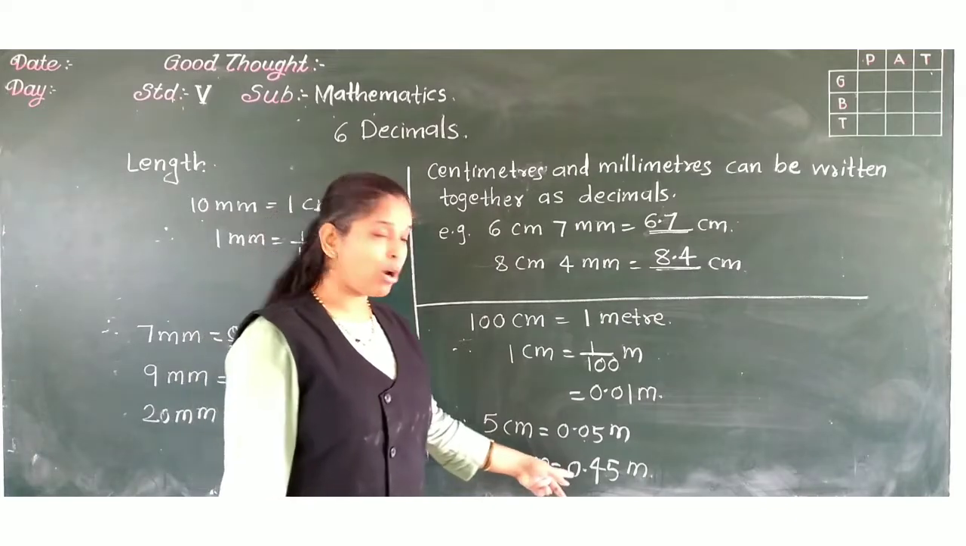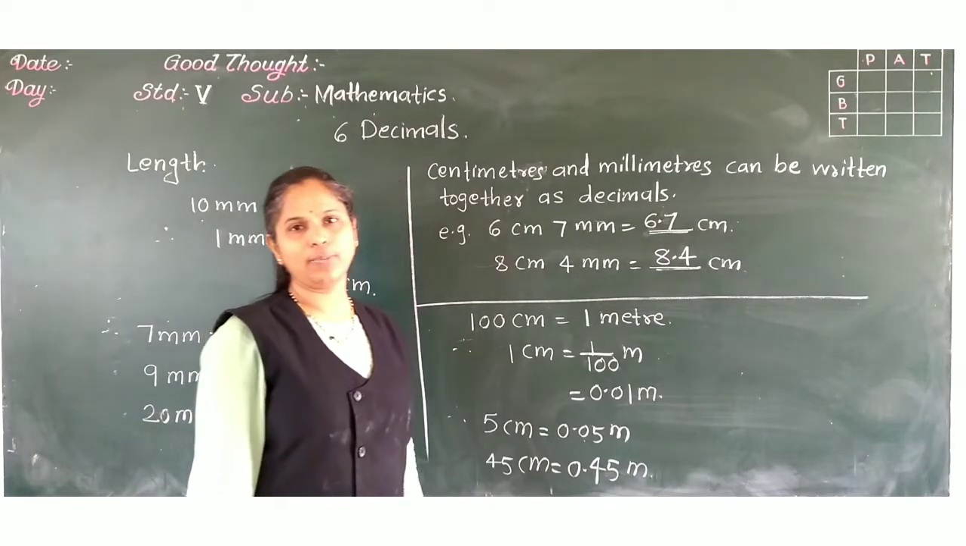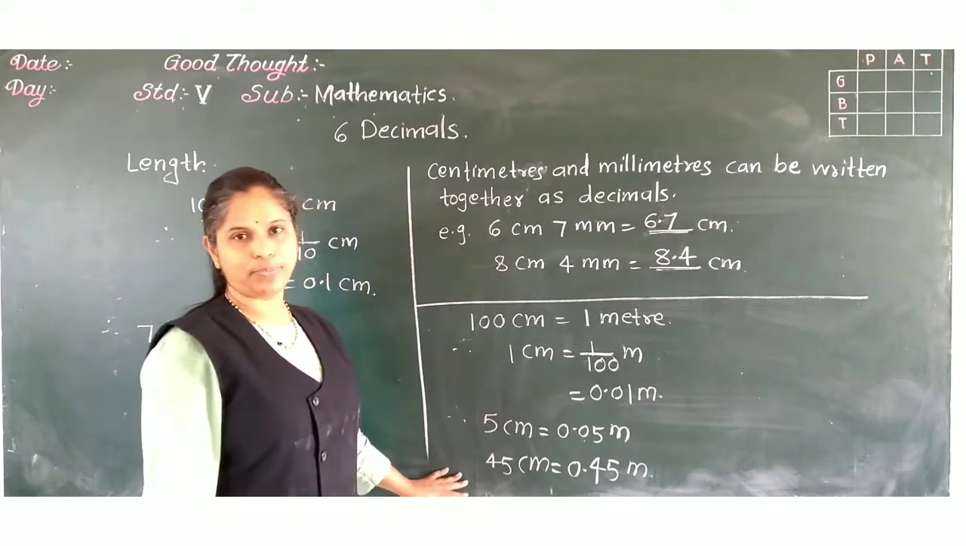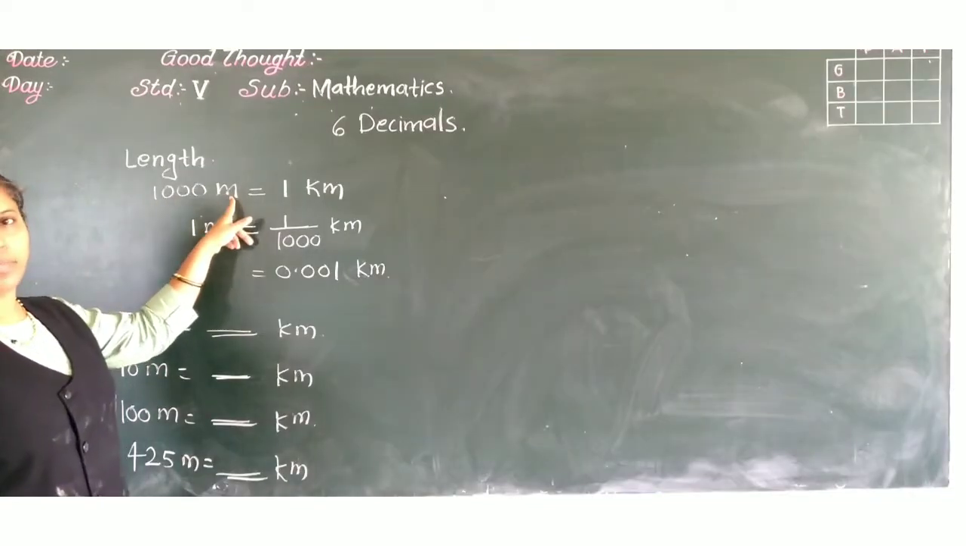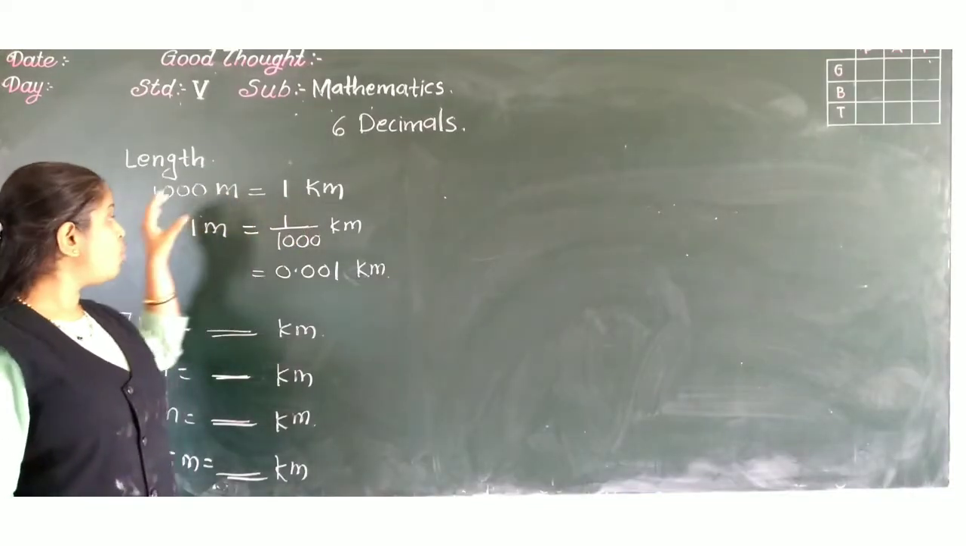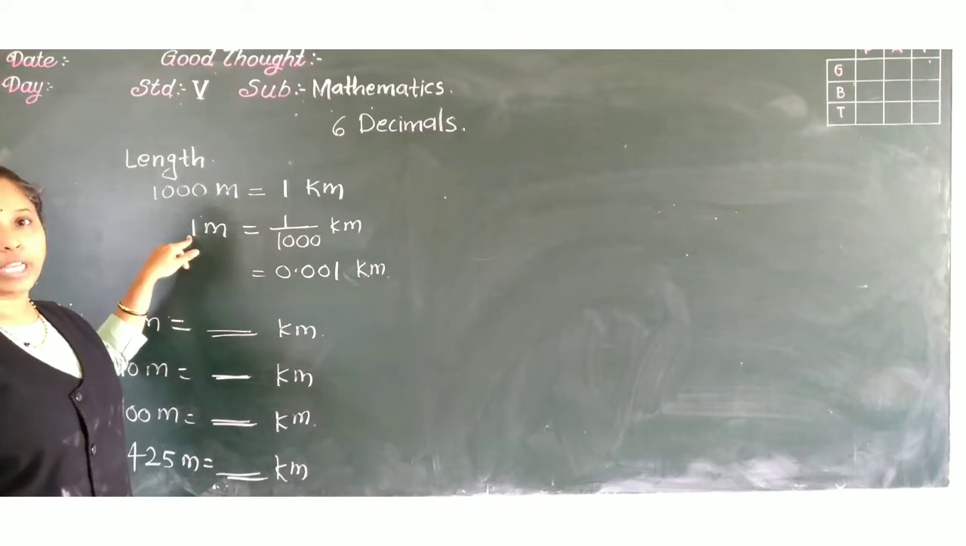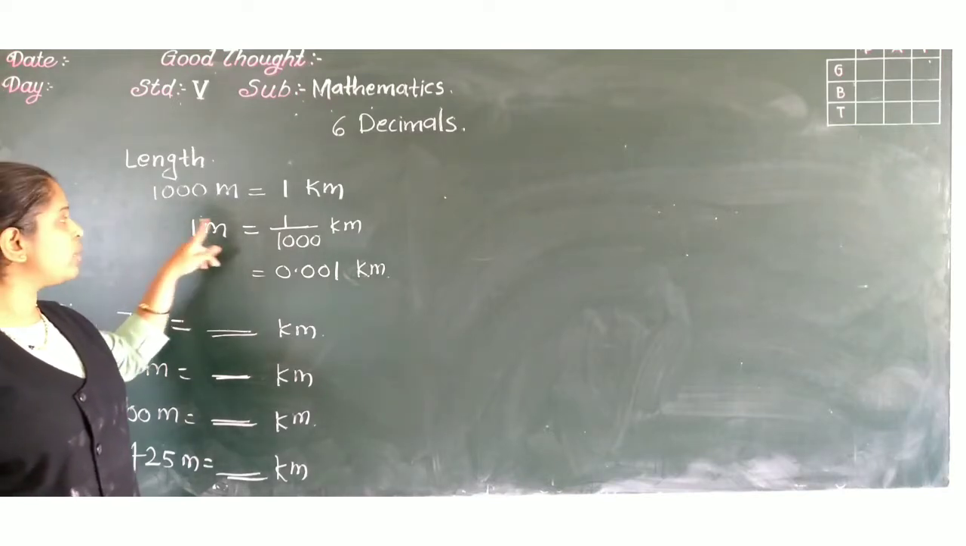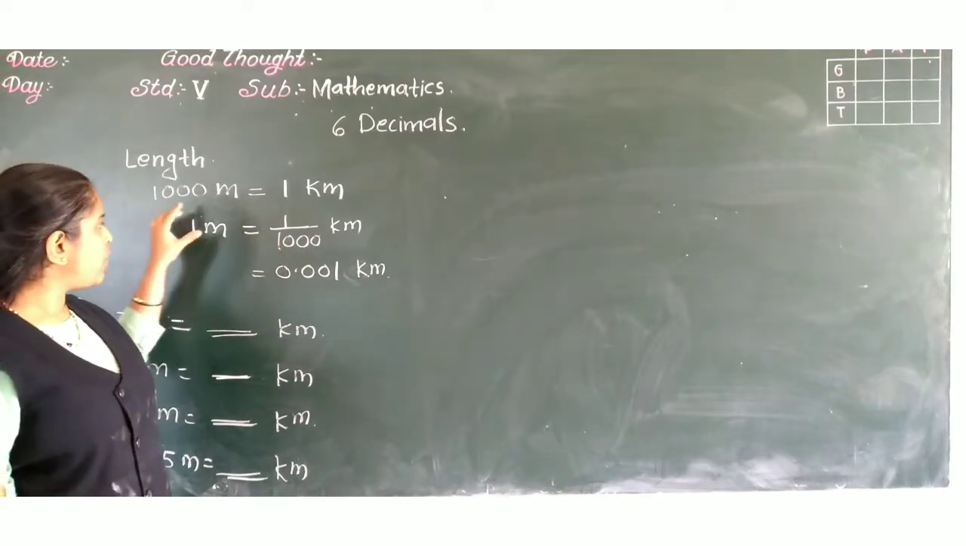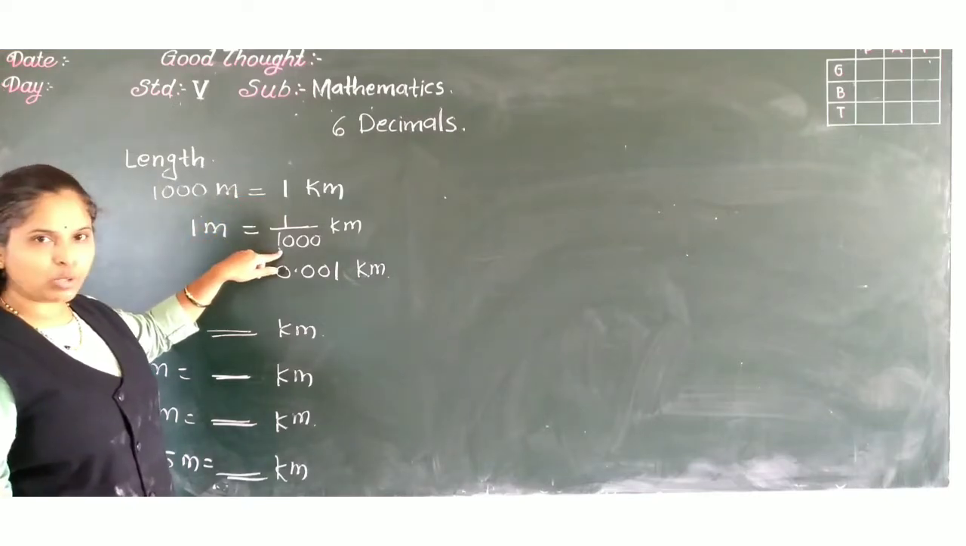45 centimeter is equal to 0.45 meter. Correct? In this way. 1000 meter means 1 kilometer. So 1 meter is equal to how many kilometer? What we have to do? We have to divide it by 1000. We have to divide 1 by 1000.